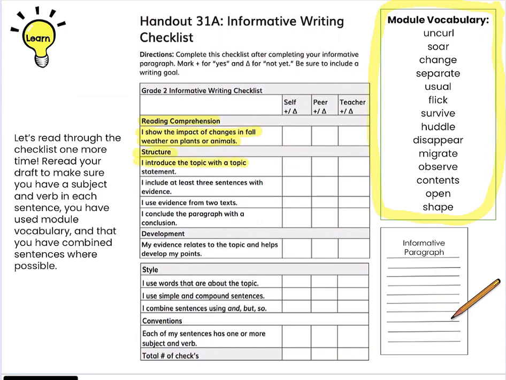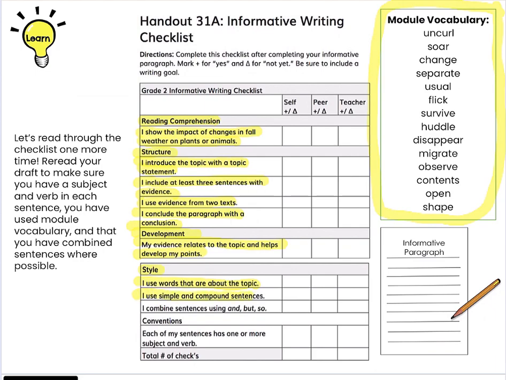I introduce the topic with a topic statement that should go at the beginning of your paragraph. I include at least 3 sentences with evidence. I use evidence from 2 texts, not just one. We want to use more than one. I conclude the paragraph with a conclusion. Then with development, my evidence relates to the topic and helps develop my points. For style, I use words that are about the topic that will tie in our module vocabulary.